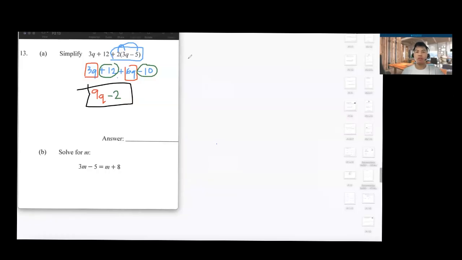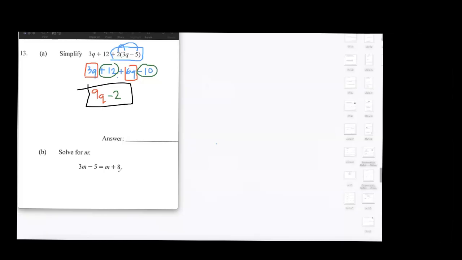Okay, let's go and solve letter B. 3m minus 5 is equal to m plus 8. There are many ways on how to solve this. Many strategies that teachers use. For this time, any idea, Aliyah? Grouping the ones that are similar, like 3m minus m, and then leave the variable or the single numbers to itself.